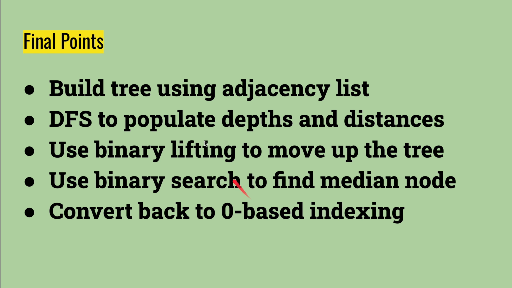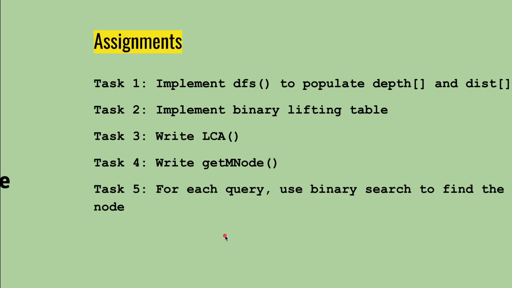Okay, now think about the final point. What we need to do: first of all, we'll build a tree using the adjacency list. Then we'll do the DFS to populate the depth and the distance, and then we'll use binary lifting to move up the tree, then use binary search to find the median node, and convert back to 0-indexed node. So this is the final point that we are going to do, right?